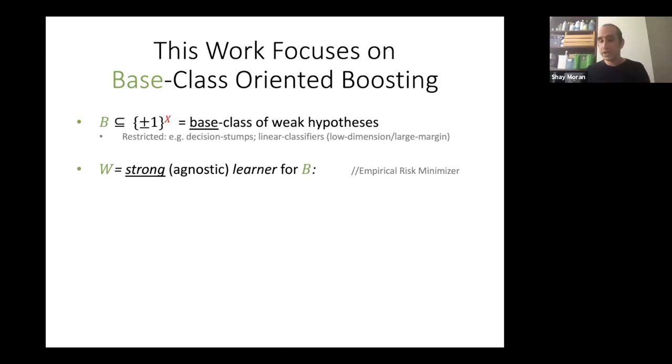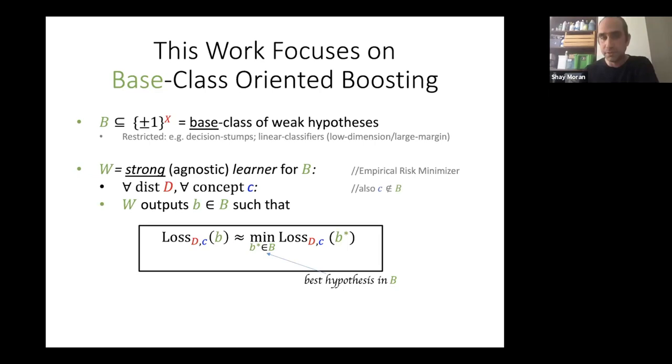So the weak learner actually can find the best approximation in the class to any target concept, right? For every distribution and for every concept, including concepts that are not in the base class, our weak learner will find the best approximation in the class to this target concept, up to maybe a small additive error. So the weakness of the learner comes from the simplicity of the base class. The base class is restricted, and this is how the weakness of the learner is manifested. And if you think about the previous example with the rectangles, the Viola-Jones face detection, it follows a similar setting.